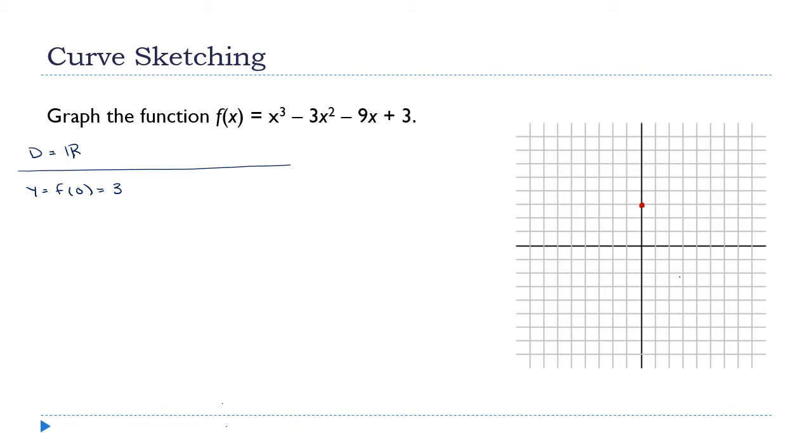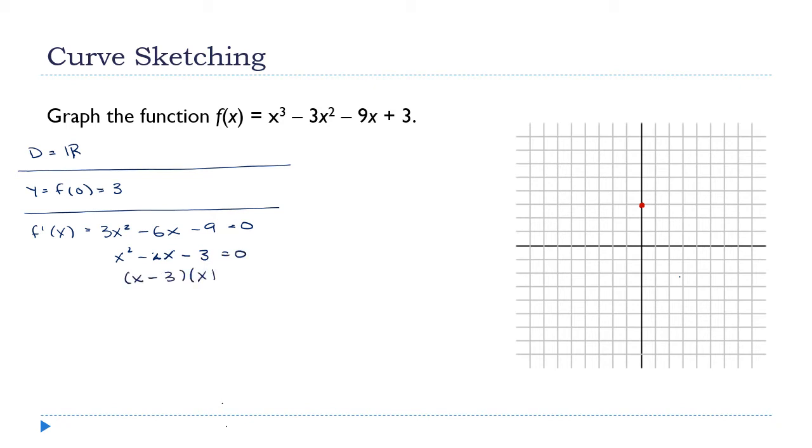Okay, so now let's go to the calculus bit. Let's find the first derivative of this. F prime of x is 3x squared minus 6x minus 9. And I'll set that equal to 0. Let's divide everything by 3. X squared minus 2x minus 3 equals 0, and that factors. X minus 3 times x plus 1, and I get two critical values, negative 1 and 3.